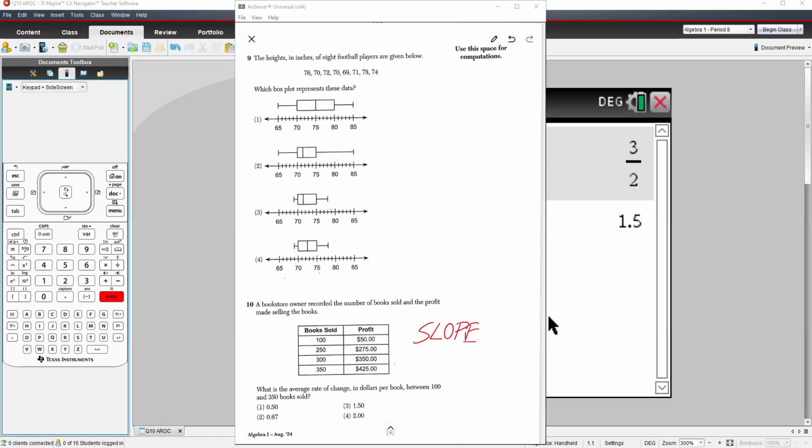So we're going to use the ones that they said, 100, and 350. We're going to use those. We don't want to use these two. We just want to use those two.